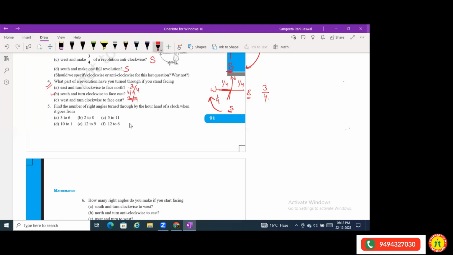You were standing facing towards south. You turned clockwise to face east. That's 3/4 of the part you have covered. Ma'am, I told for C1. Ma'am, will it be 1/2? Ma'am, the C1 will be 1/2. Yeah, C1 is 1/2, ma'am.